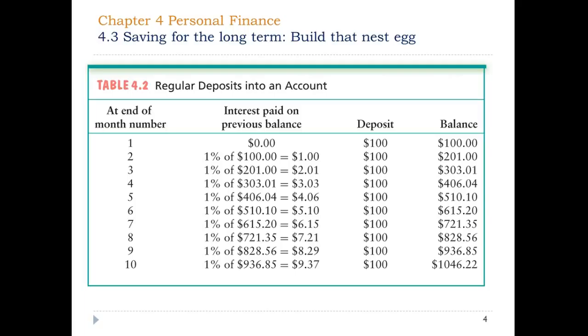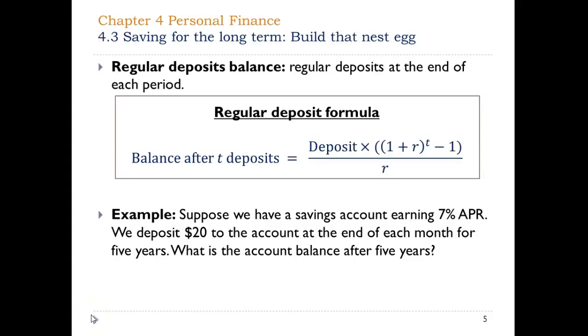This is what a table looks like if you do this over 10 months. Regular deposits balance: the balance after t deposits is equal to deposit times (1 plus r to the power of t minus 1) divided by r.